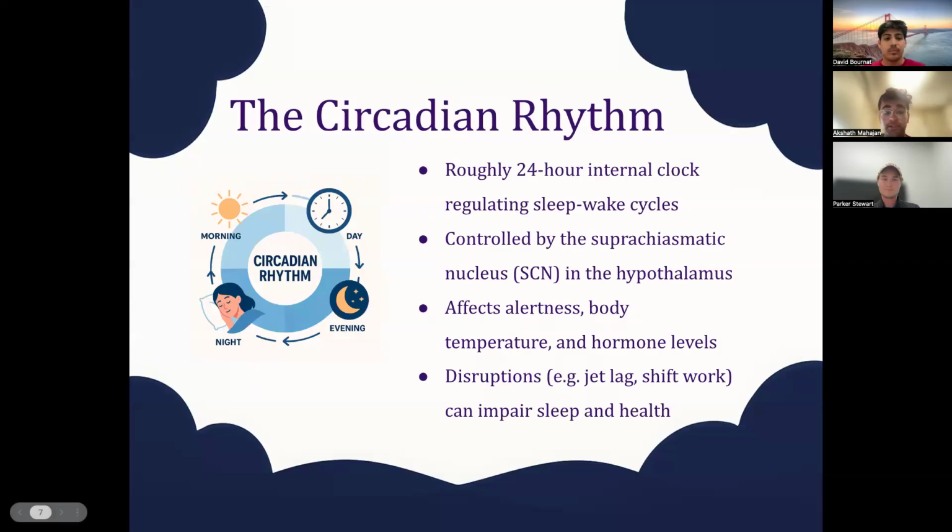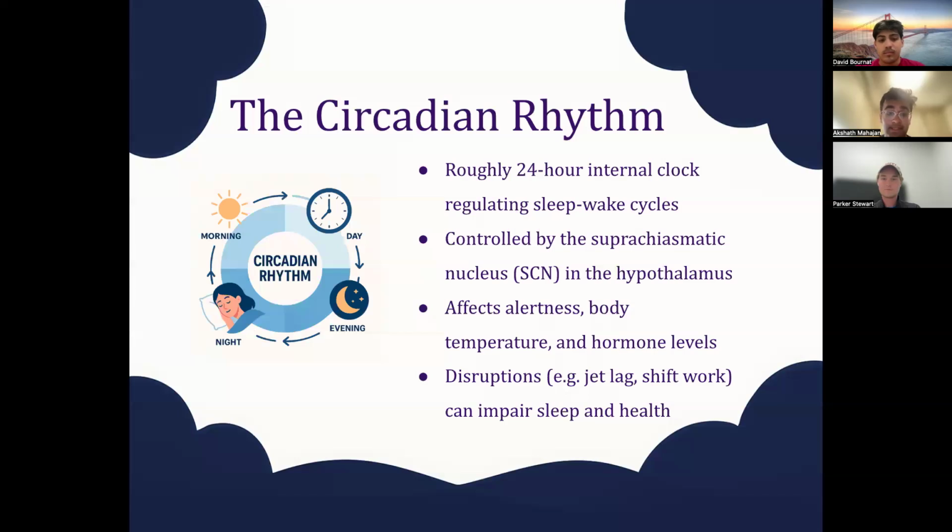Next, we're going to talk about the circadian rhythm. The circadian rhythm is basically your internal 24-hour clock, which is governed by your suprachiasmatic nucleus, which is in your hypothalamus, which is in your brain. It basically controls whenever you feel sleepy or awake by influencing hormones like melatonin and cortisol, as well as your internal and external body temperature.